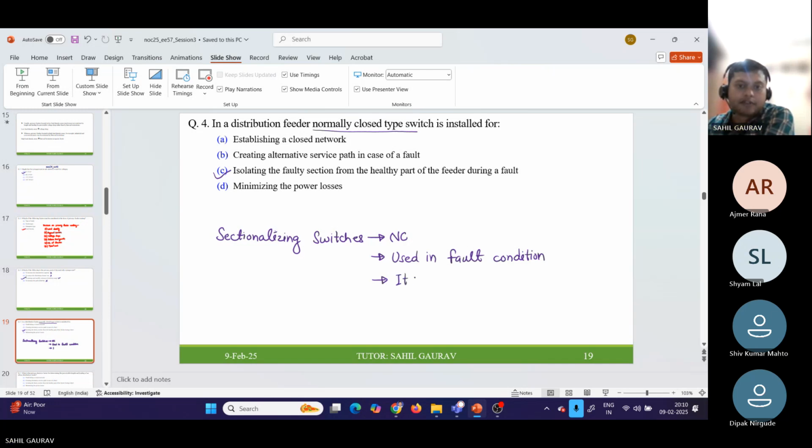So it is opened during fault condition. So C is correct. Deepak, your answer is correct.